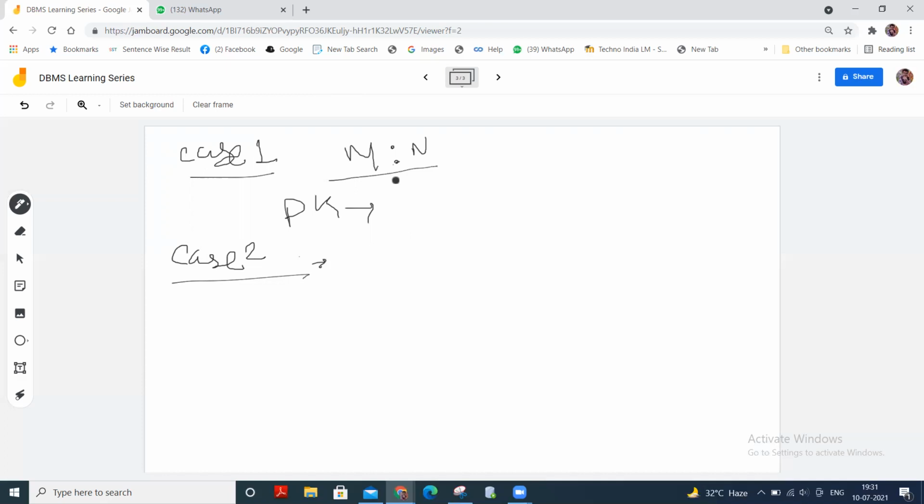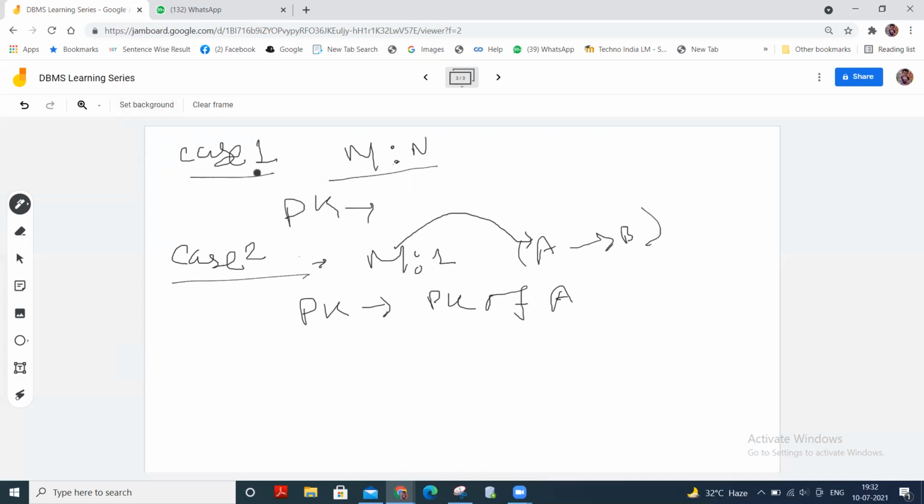Next one is case 2. It is the relation is many to one, from suppose A to B, meaning A, B are entity sets. Then the primary key of the relation is the primary key of A. Here the primary key is the primary key of A, meaning primary key of the many side. Okay, many side.